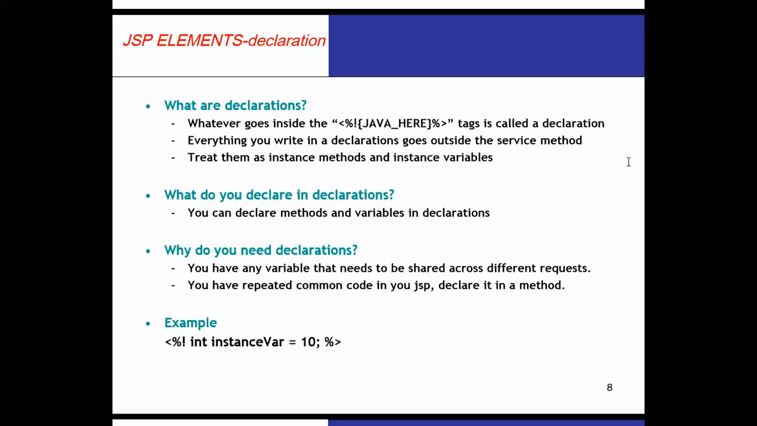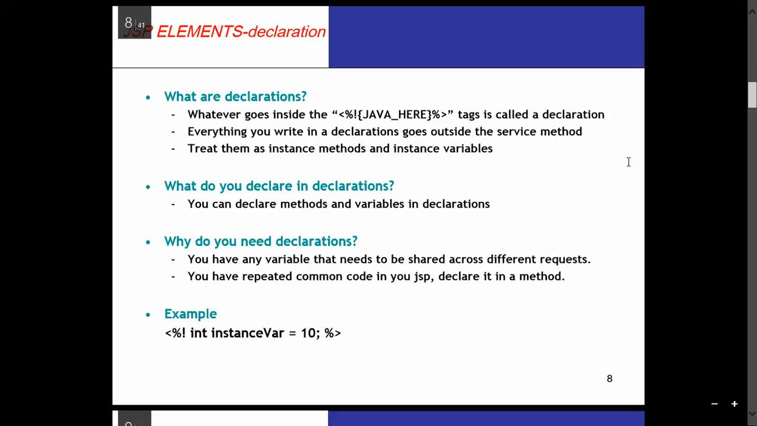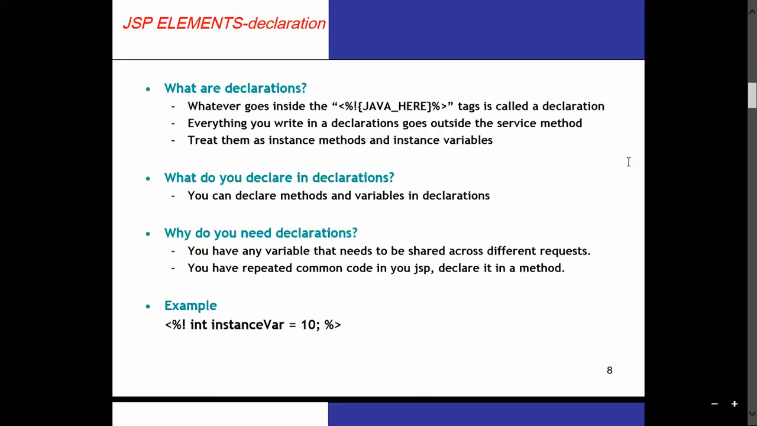If I just declare this tag there, and initialize the value as i is equal to 0 in this declaration tag, then the next time a user logs into the website, it is going to be counted: 1, 2, 3 and so on. Declarations are nothing but things which are shared across different requests. So why do we need a declaration? When you have any variable that needs to be shared across different requests. As I said in the earlier example, when I want to count every user who logs into my web page, I just want to count the number.